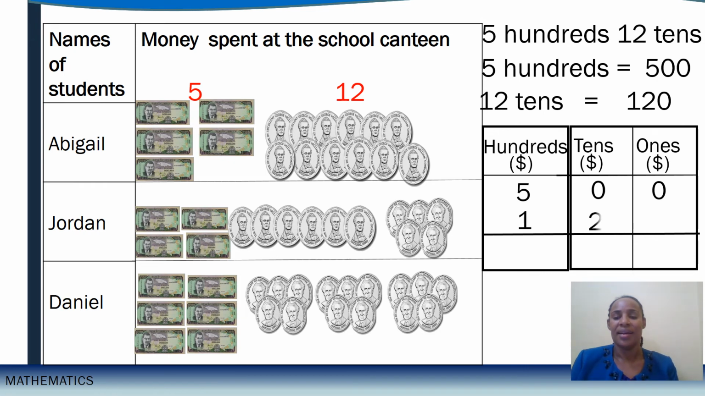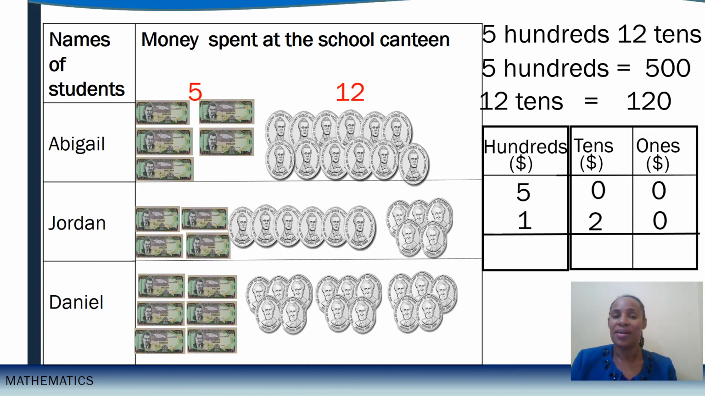500 and 120. How are we going to find out how much money Abigail spent in all? Great going, boys and girls. We must add all the money she spent. And so we have it.